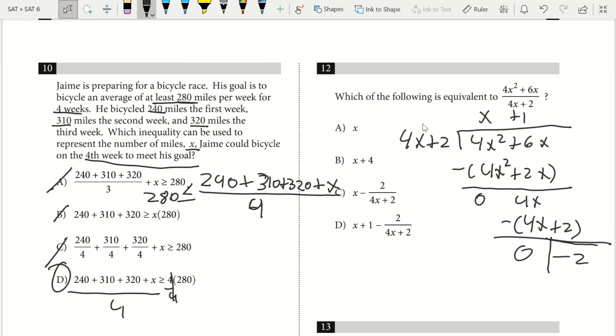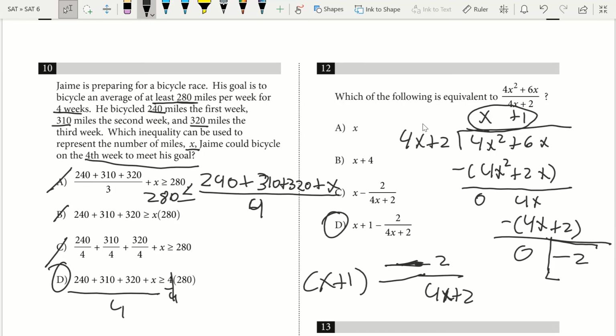Right, so minus 2 is going to be our remainder, which means that it'll be over our 4x plus 2 still, because it's our remainder. And we know that we have x plus 1 that is completely out with no remainder. So we'll have x plus 1 minus 2 over 4x plus 2, which will be D.